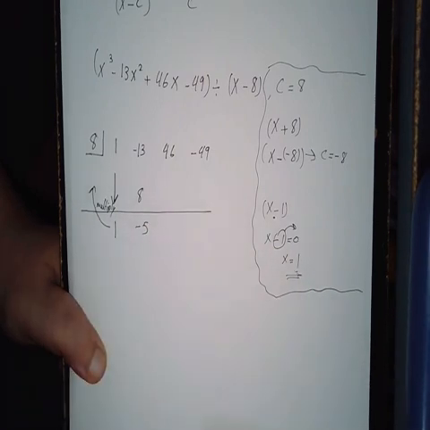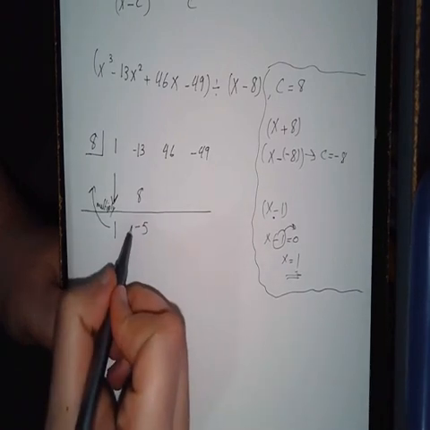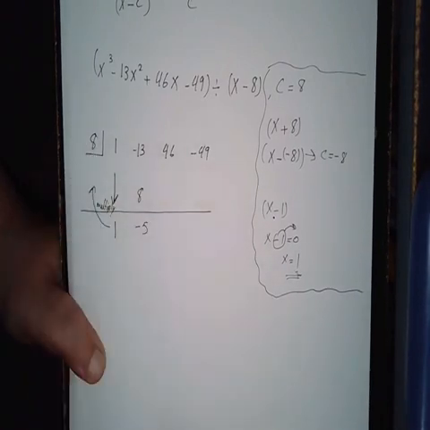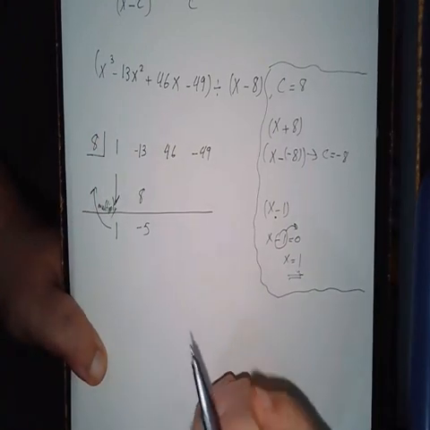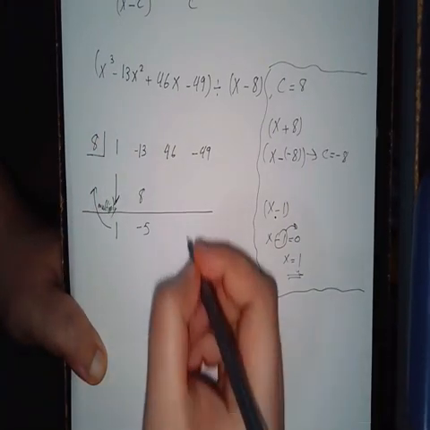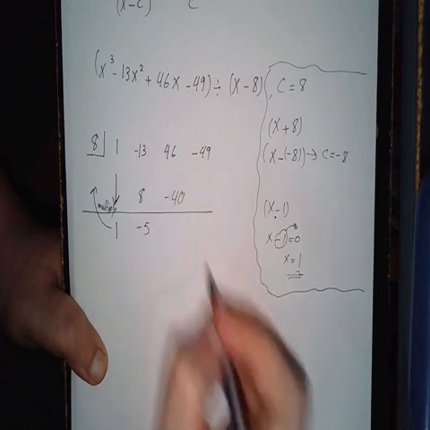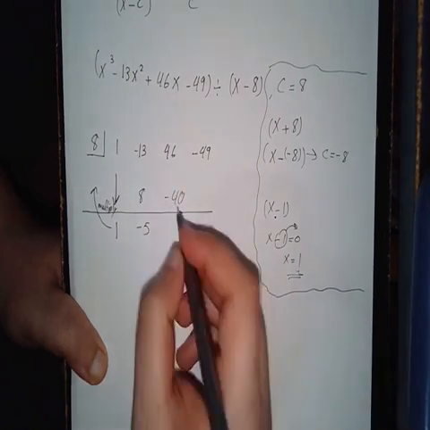-5, right? Okay. Now, you grab the -5 and you multiply it times the 8. You do the same thing you did with that one. And the answer is going to be written right here. So -5 times 8 is what? -40, right? Okay. So now we have -40.